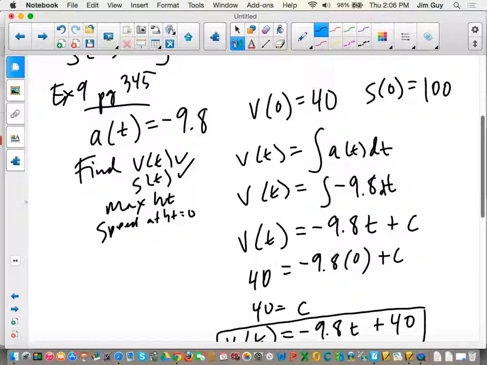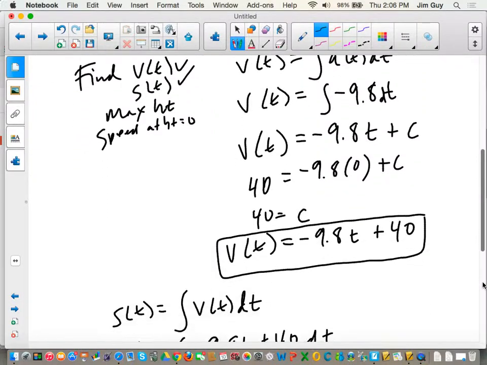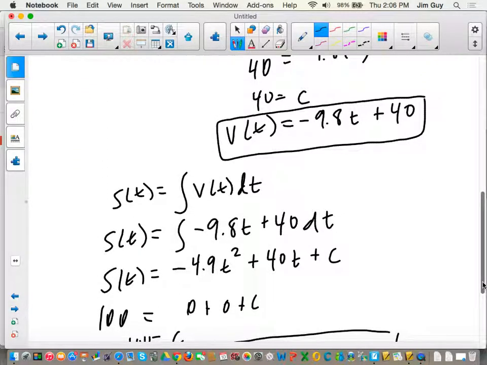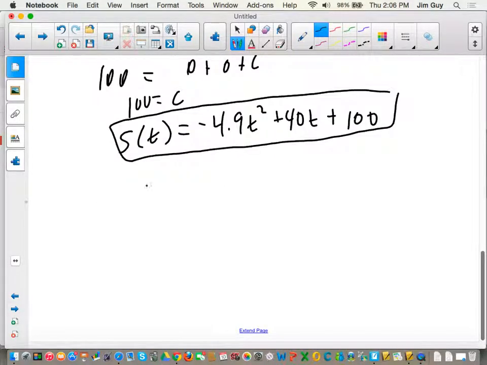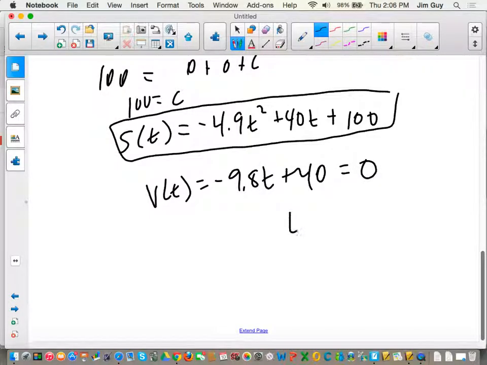So we want to maximize height. We want to take the derivative of height, or position in other words. What's the derivative of position? Yes, so we're going to take v of t, negative 9.8 t plus 40, and we're going to set it equal to 0, and we're going to solve and find t. And when they did that, just to save us some time, we'll look in the book and see what they got. They got 4.1.